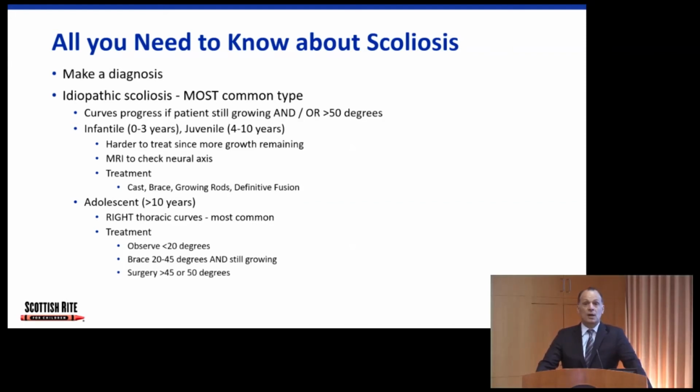Adolescent is certainly the most common type of scoliosis that we manage and that you see. The right thoracic curve is the most common type of curve pattern that we see. The treatment is either observing smaller curves less than 20 degrees. We brace curves between 20 degrees and 45 degrees, and anything above 45 and certainly 50 degrees, surgery is certainly entertained. Not always done, but certainly a very good indication for surgery, and other factors are taken into consideration. So those are the big highlights for idiopathic scoliosis.